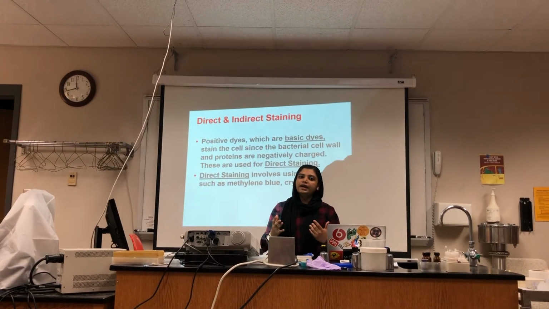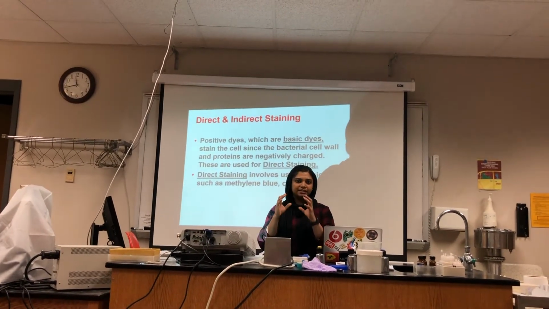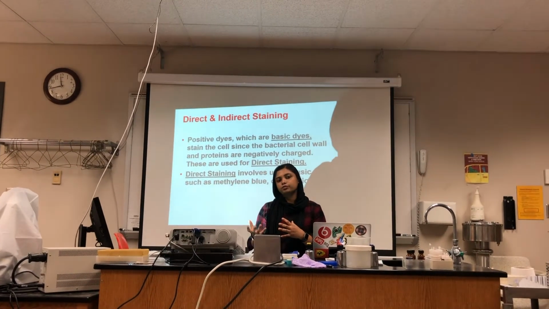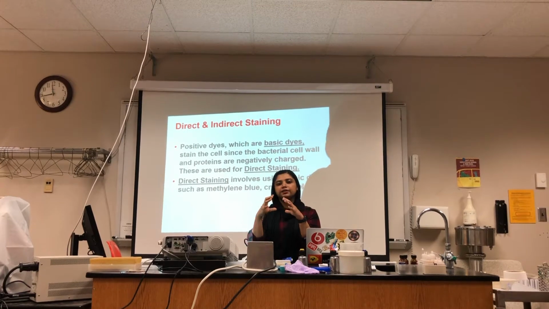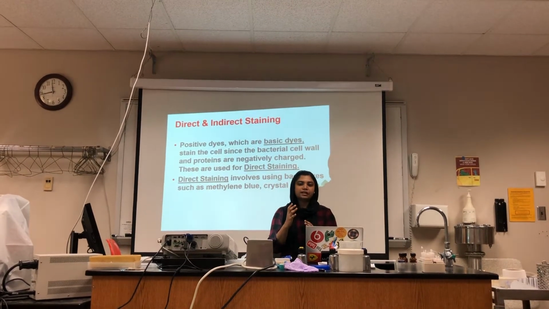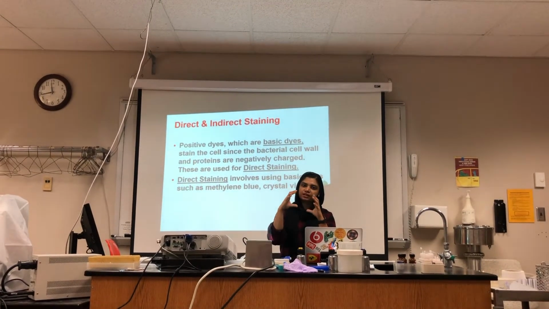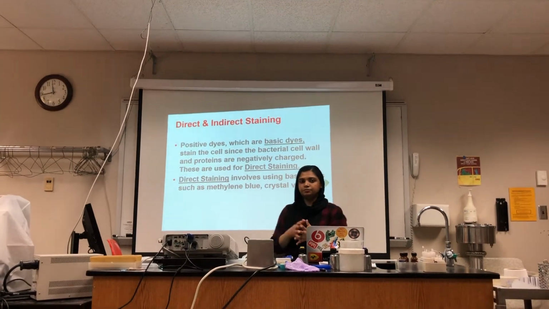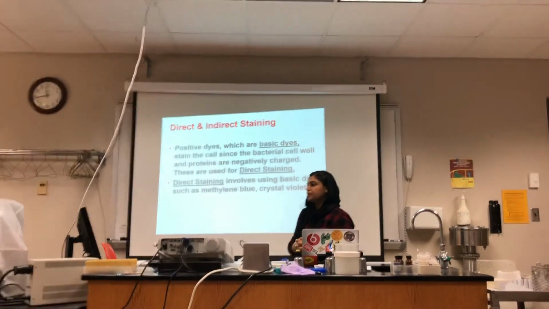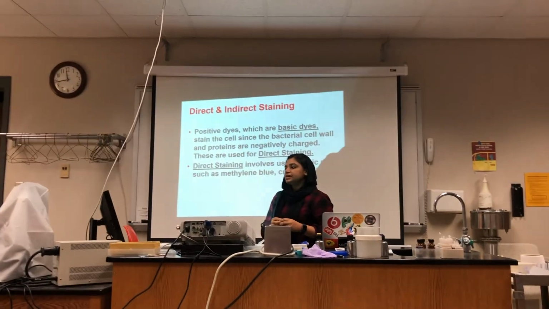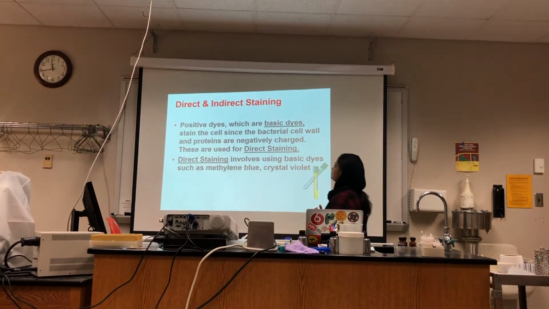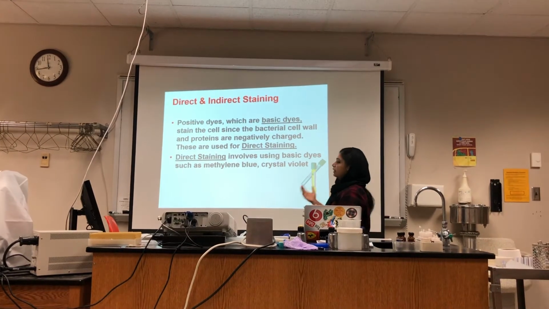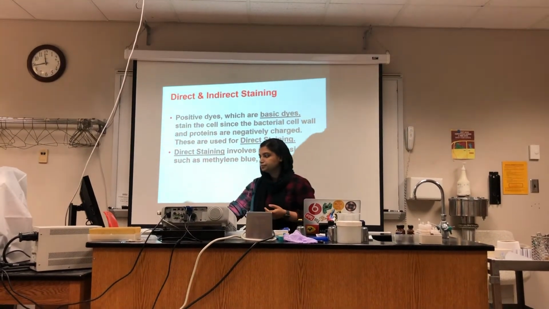As you all know, bacterial cells are negatively charged, and even some proteins are also negatively charged. So these positive dyes will combine with the negative cell wall, and we could see the color through the microscope. The positive dyes are used for direct staining. Some examples of direct staining dyes are methylene blue and crystal violet.